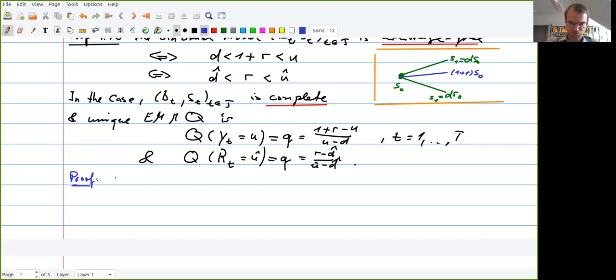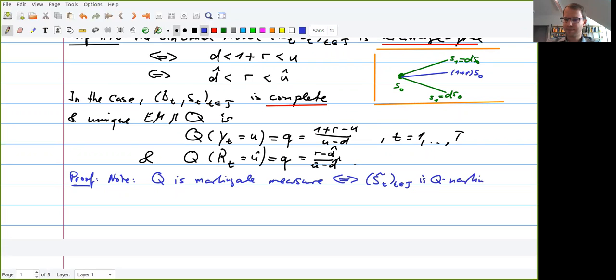Proof. Let Q be a Martingale measure. If I want some object to be a Martingale measure, then by definition the discounted price process is a Martingale under Q. That's equivalent to saying that the discounted price process needs to have the Martingale property under Q. And what is this?